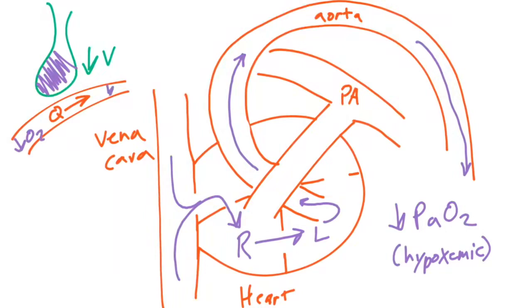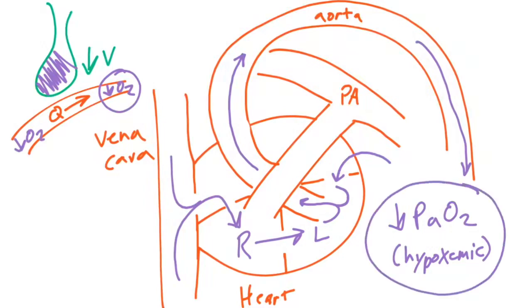You'll have low oxygen content exiting the capillary. So this deoxygenated blood will then return from the lungs into the left atrium, and then into the left ventricle, and will then enter systemic circulation and contribute to hypoxemia, decreased arterial pressure of oxygen.